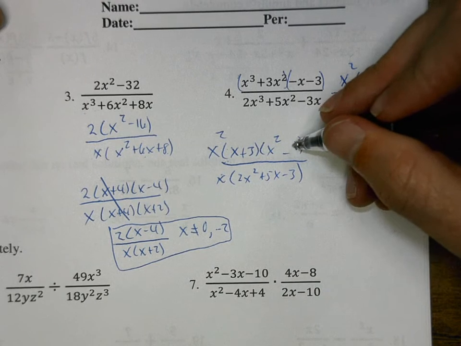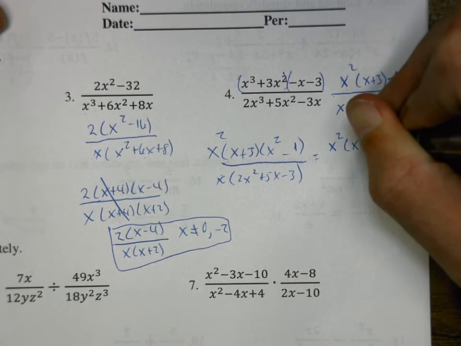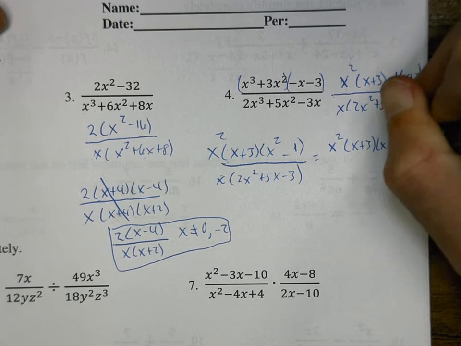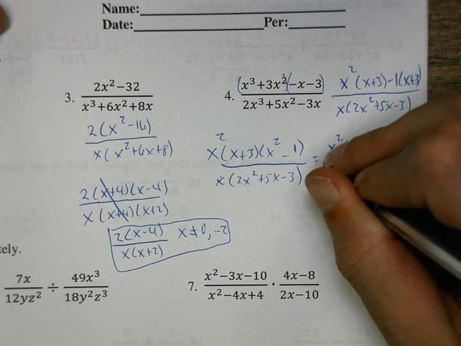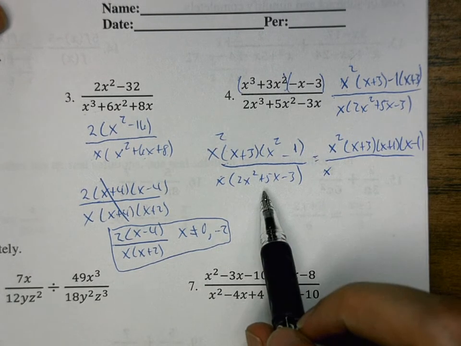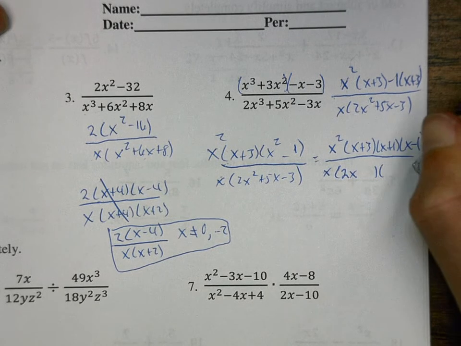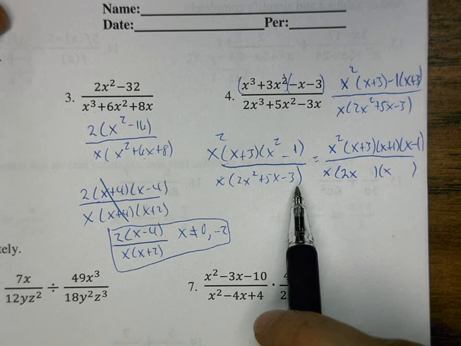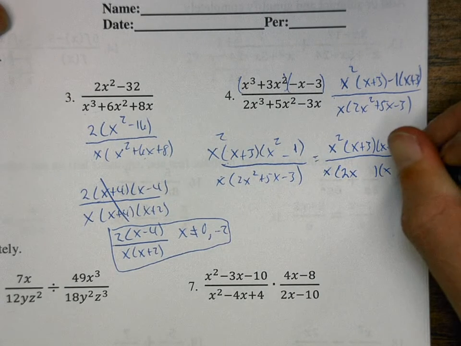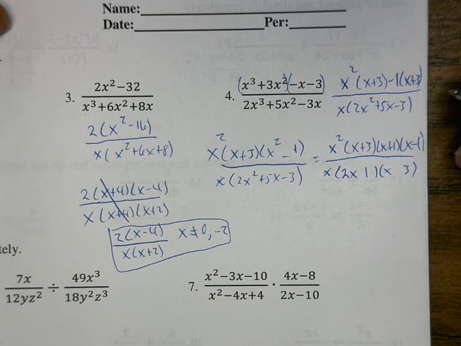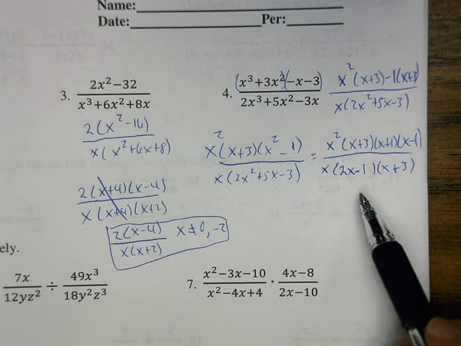So we can factor the x squared minus 1, that's difference of two squares. So x squared times x plus 3 times x plus 1 times x minus 1. And in the denominator, I can factor this. I know my first two have to multiply to 2. And my last two numbers have to multiply to negative 3. So I need a 3 and a 1. And this will be a positive 3 and a negative 1. So this is just guess and checking.